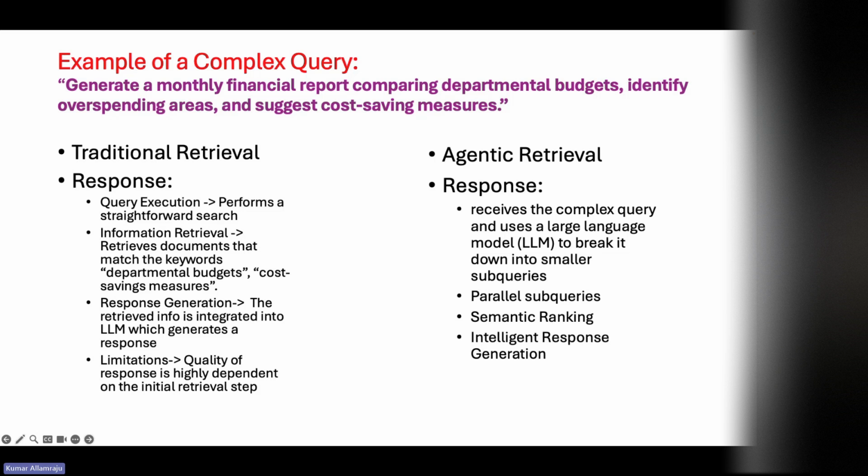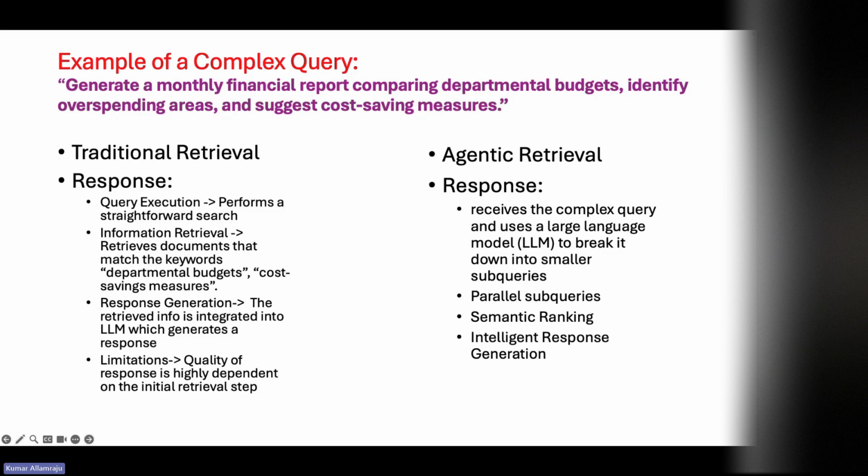For example, it identifies the departments and their allocated budgets, and retrieves the actual spending data. Then it could compare budget info versus the actual spending, and sometimes highlight discrepancies, if any. And finally, it could analyze the causes and propose actionable savings. So it does all those things. When you provide a complex query, it breaks it down, runs the subqueries in parallel, retrieves the information, and rewrites the query. And then it provides a meaningful response.